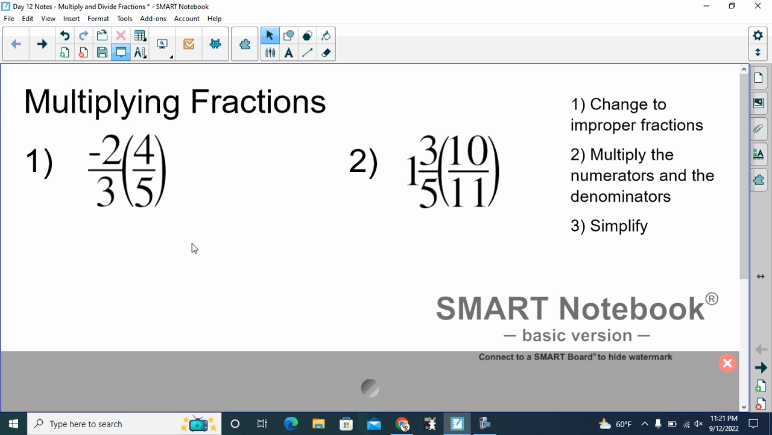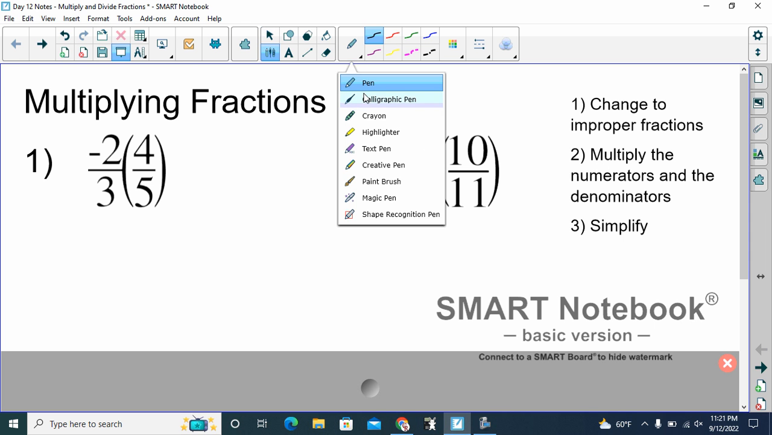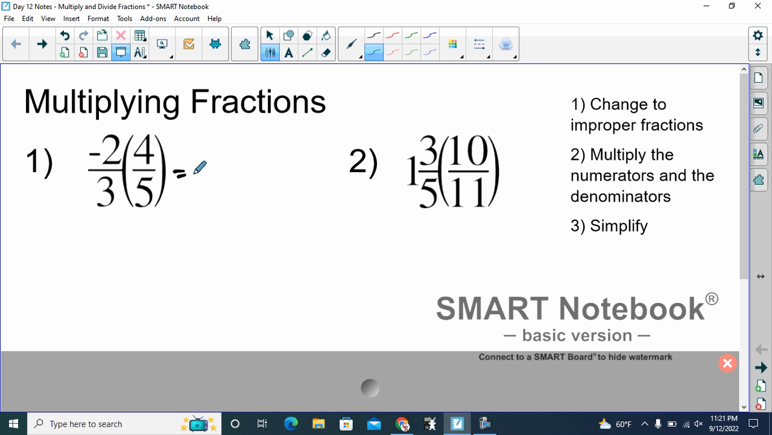So example 1, number 1 there, asks us to multiply -2/3 and 4/5. -2/3 times 4/5. So going through our steps here, we have no mixed numbers, so we don't need to worry about changing to improper fractions. We multiply the numerators together, and we multiply the denominators together. So numerators, I do -2 times 4. -2 times 4 is -8. And we multiply the denominators together. 3 times 5. 3 times 5 is 15.